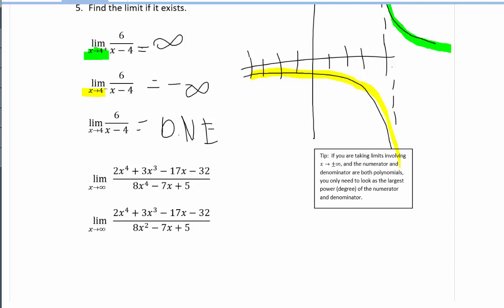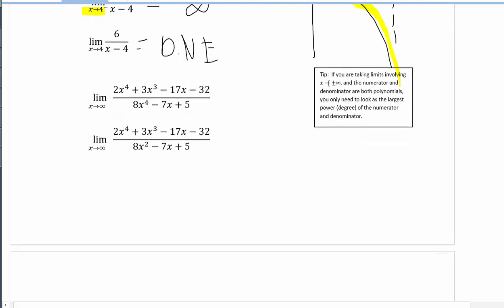Okay, let's continue with the next one. Now, this little tip is going to be useful here. It talks about taking limits involving plus or minus infinity, where the numerator and denominator are both polynomials. That means this is a rational function. That's what we call this in algebra, a rational function.